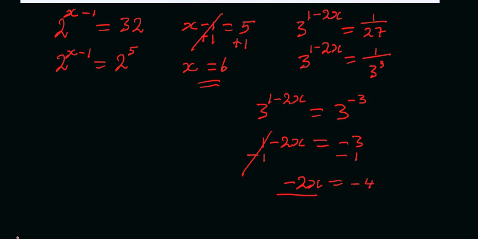So let's divide both sides by -2. So -2 is going to cancel out -2, and then negative will cancel out negative, and 2 divided by 2 is 1, and 4 divided by 2 is 2. Therefore, x is equal to 2. So that is the final answer to this question. I hope it makes some sense.